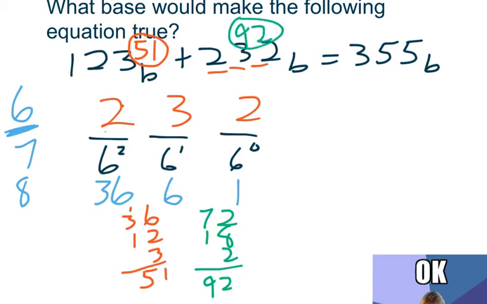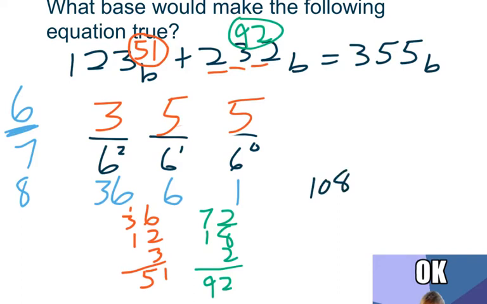And then for the last one, I'll erase these guys. I have 355. So 3 36s is where I start. 3 times 36. 3 times 30 is 90. 3 times 6 is 18. 90 plus 18 is 108. So I have 108. Next one's 5 of my 6s. 5 times 6 is 30. And then I have 5 of my 1s. So 5 times 1 is 5. Add them up. I get 143.